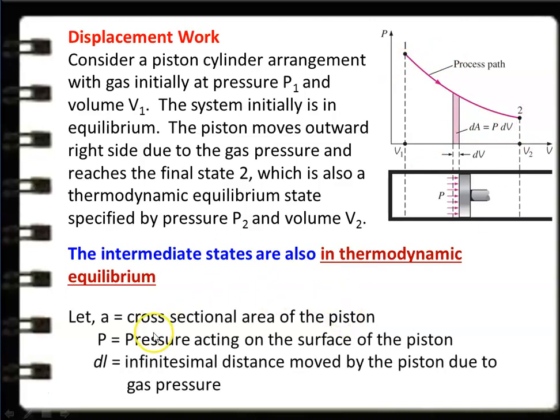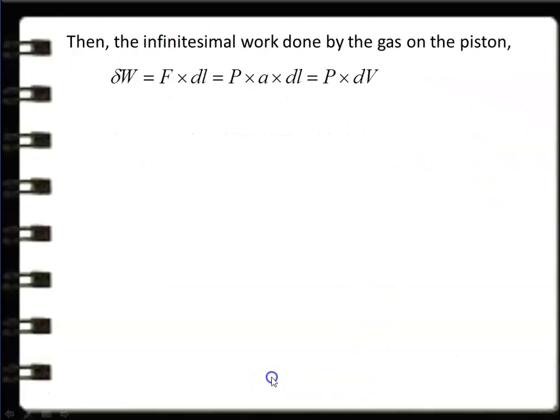And we take the definitions: let A equal the cross section area of the piston, P is the pressure acting on the surface of the piston, and dL is the infinitesimal distance moved by the piston due to the gas pressure. So it is the small distance moved by the piston.